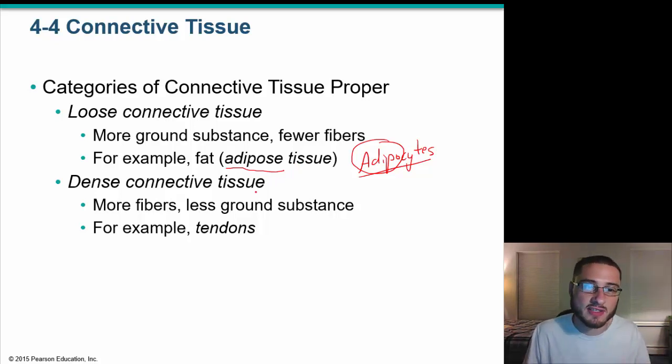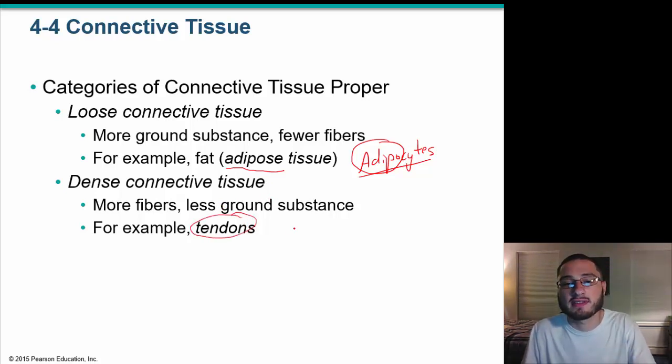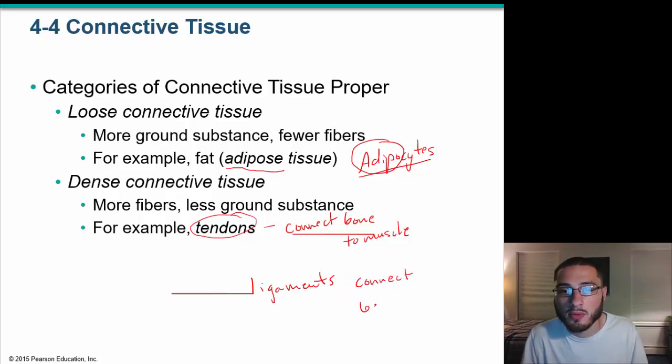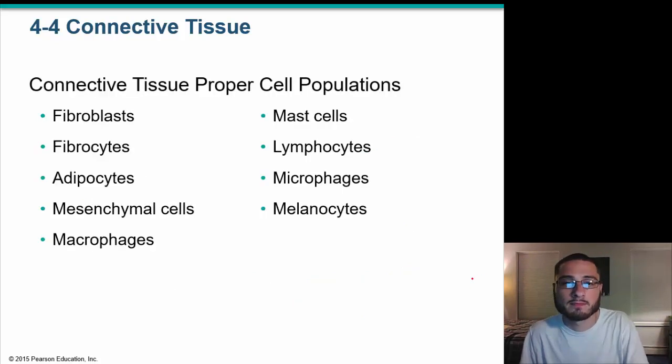And then you have dense connective tissue. There's more fibers, less ground substance, and one example would be tendons. What do they do? Well, they connect bone to muscle or muscle to bone. And then you have ligaments, and they connect bone to bone.